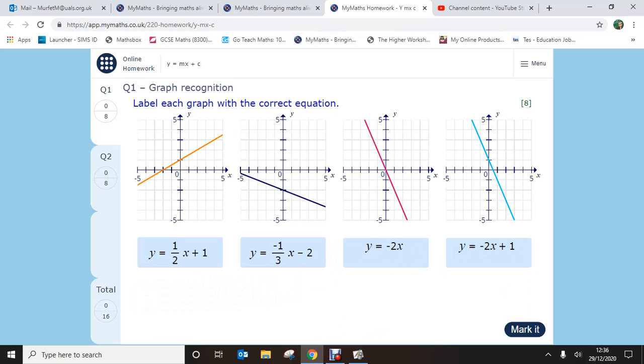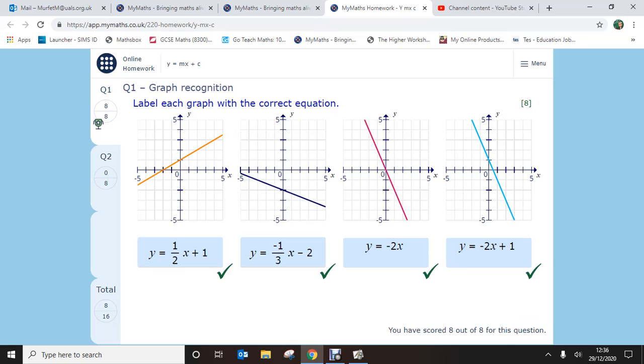So again, positive gradient if it's going up, negative gradient if it's going down. These two were both the same, -2x, -2x. The only difference between these two is where it crosses the y-axis, and that is what my c value is. My c value is always the plus bit on the end. If we look at this one, the c value here is -2, it crosses at -2. If we look at this graph, it crosses at +1. Okay, so I'm happy with those. Let's click mark it.